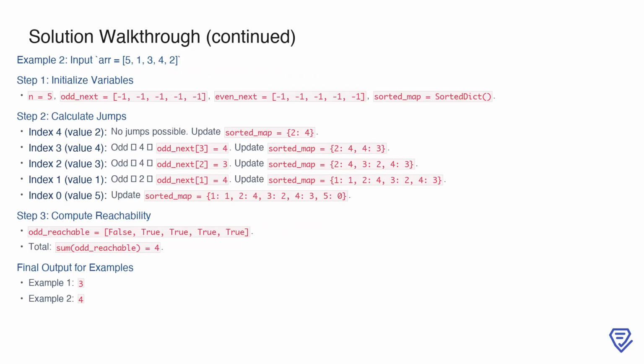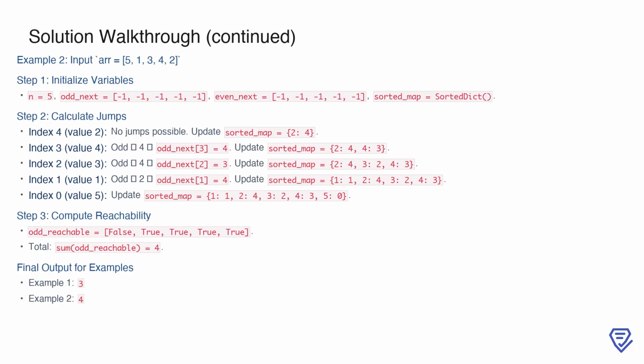Now, let's look at another example with the input array ARR equals 5, 1, 3, 4, 2. First, we initialize the variables. The length of the array, n, is 5. Both odd_next and even_next arrays are initialized to -1, -1, -1, -1, -1, and sorted_map is an empty sorted dict. While calculating jumps, at index 4 with value 2, no jumps are possible since sorted_map is empty.